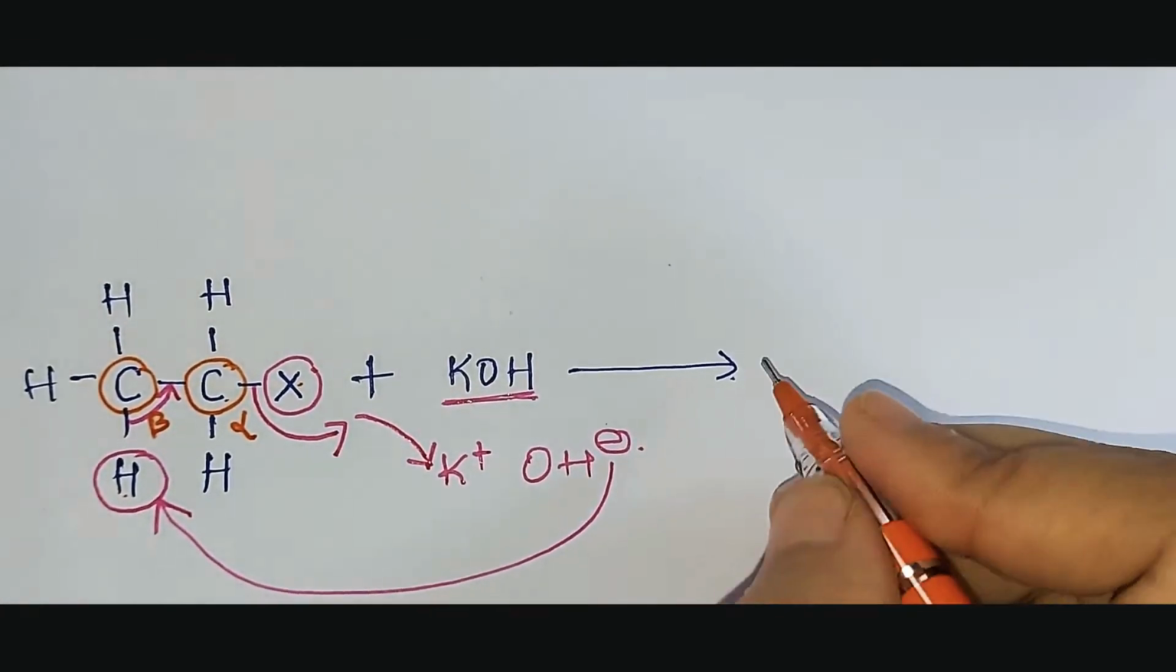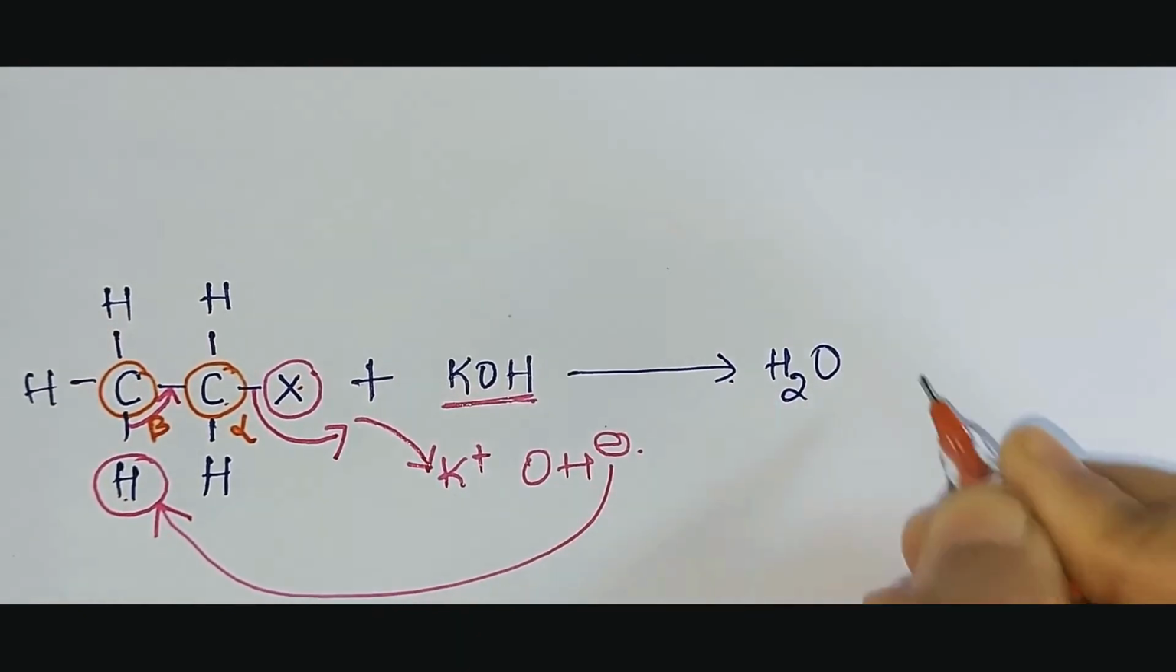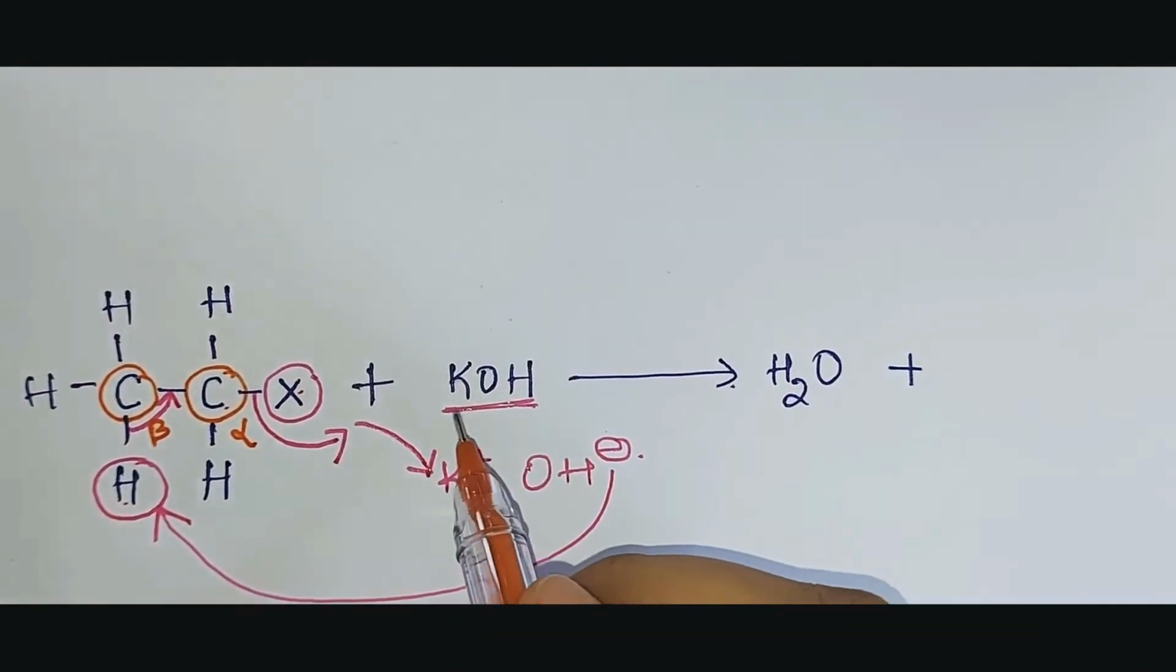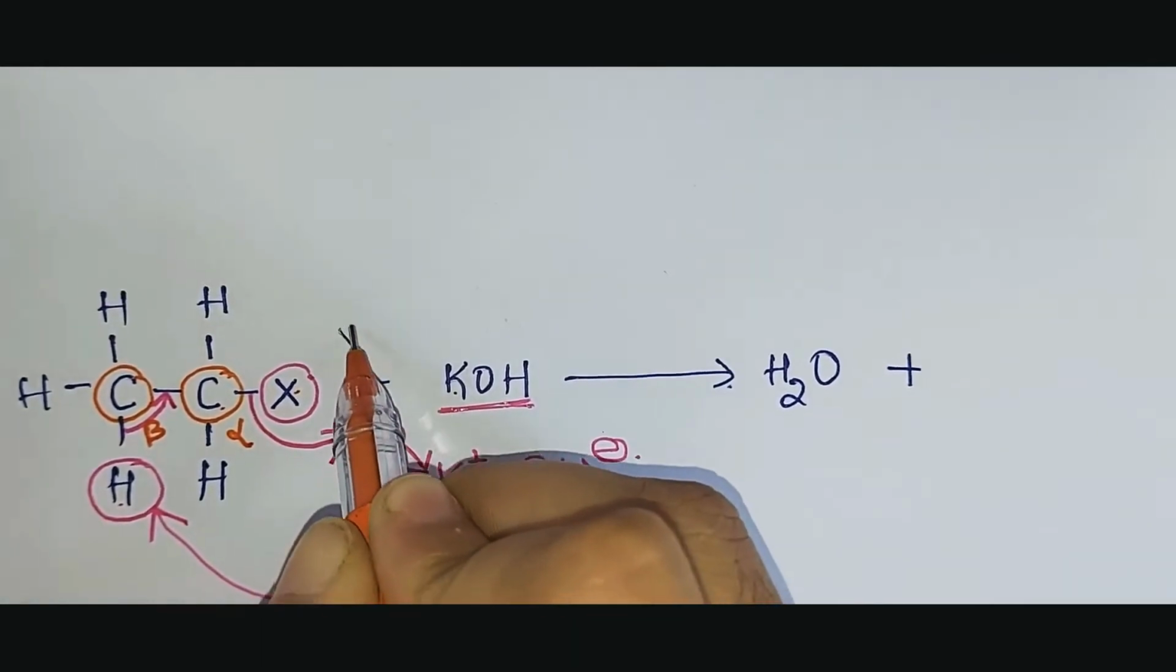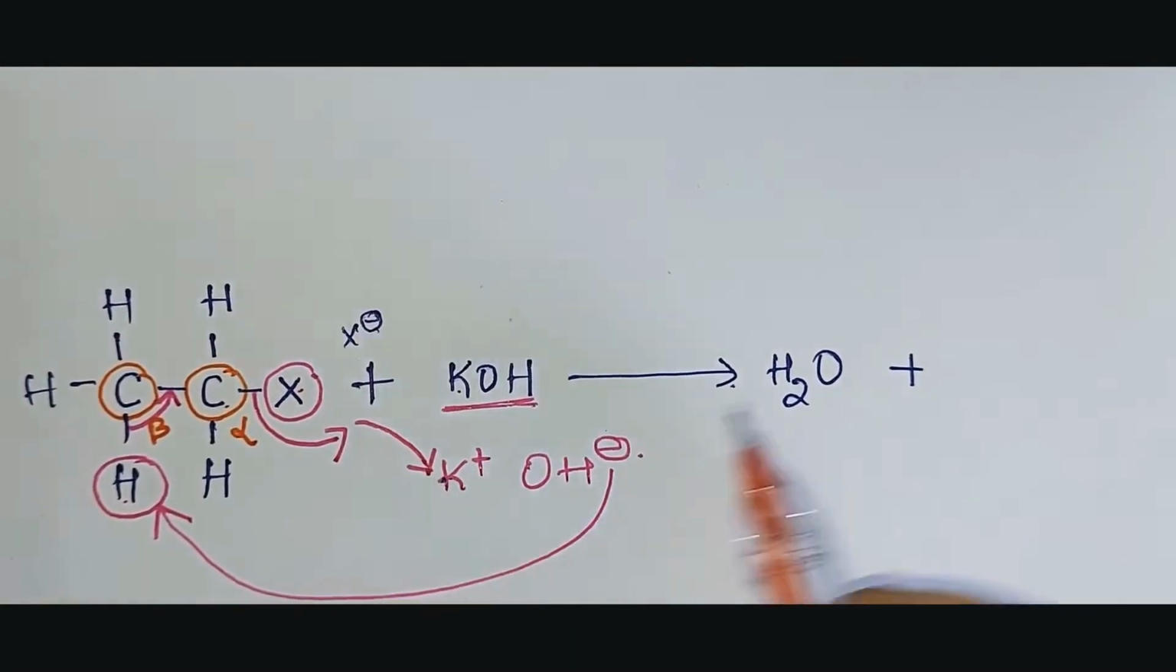And next we see that K plus and X is eliminated in the form of what? X minus, that is with an electron pair. So K plus and X minus form an ionic compound, that is KX. What is remaining now? Observe it.